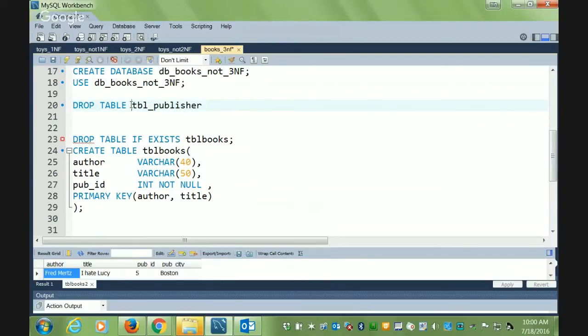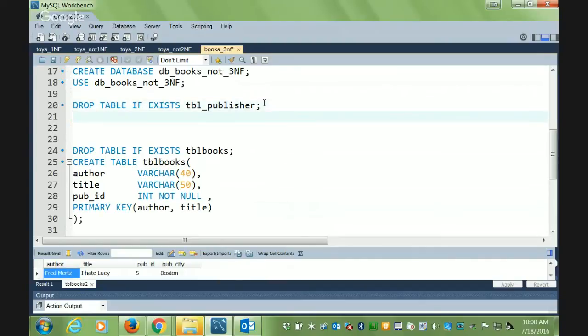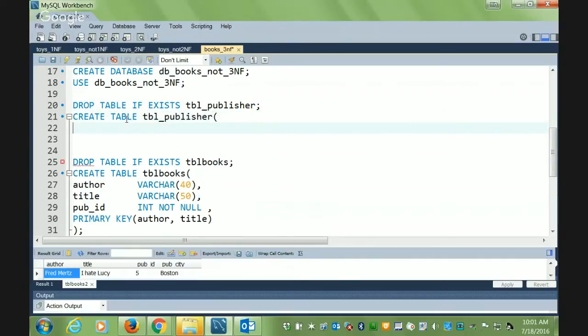If exists, don't forget your if exists. If it does not exist, you will get an error. If it exists, then you're okay. Okay, let's create the table. Start and end. Okay, let's put the two fields in it.